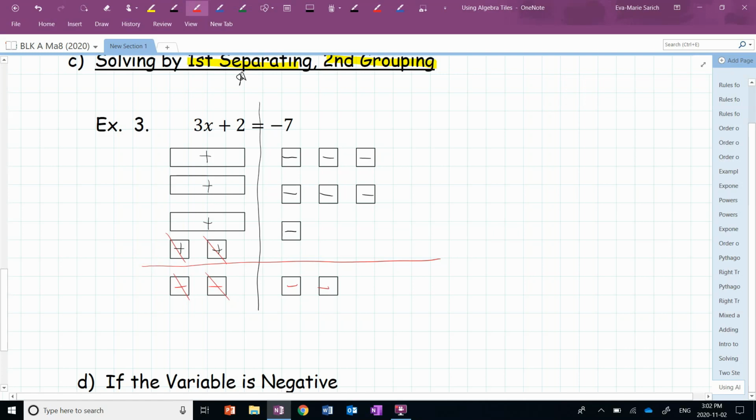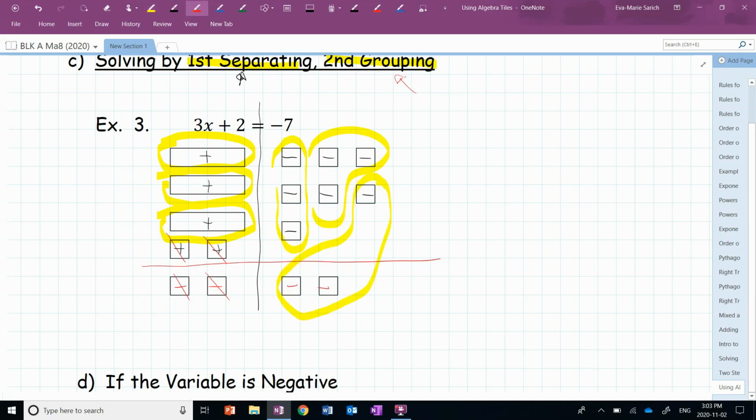So now, once we've done our separating, we're then going to be moving on to grouping. So how many groups are we going to have? Well, because we have 3 variables here, we need to have 3 groups. So now we need to decide, how can we make 3 even groups? If we put 2 in each group, that's only going to take up 6 of them, okay? So I guess I need to put 3 in each group. So there's one group of 3, another group of 3, and a third group of 3, okay?